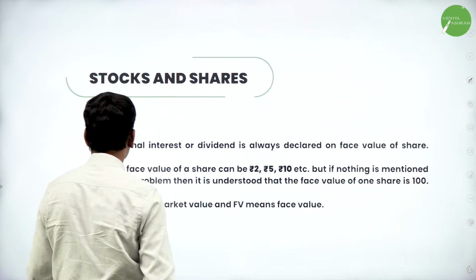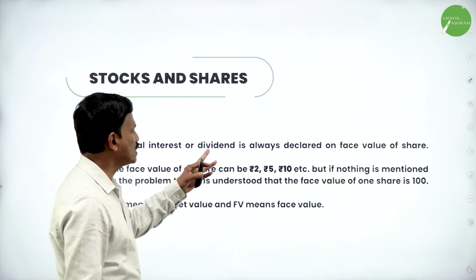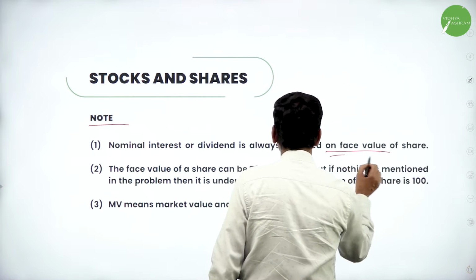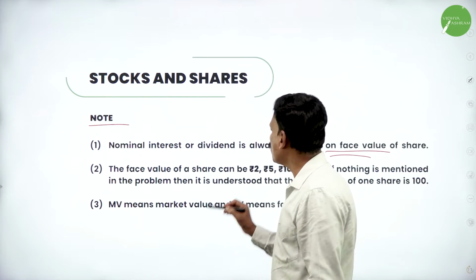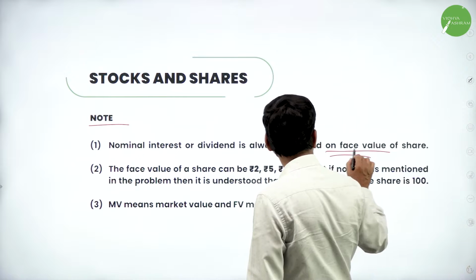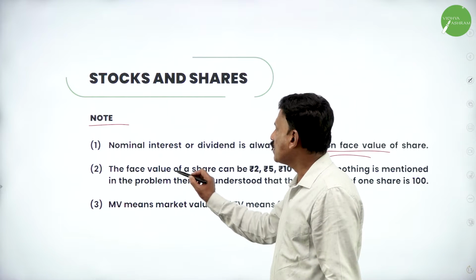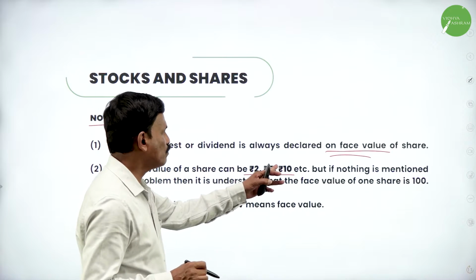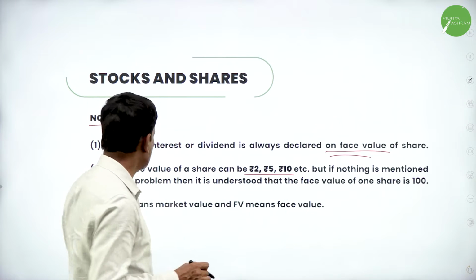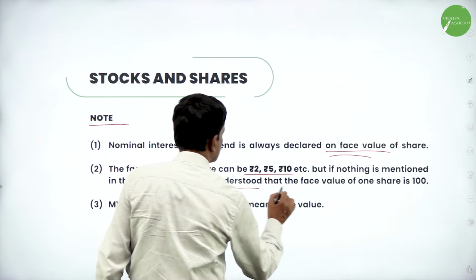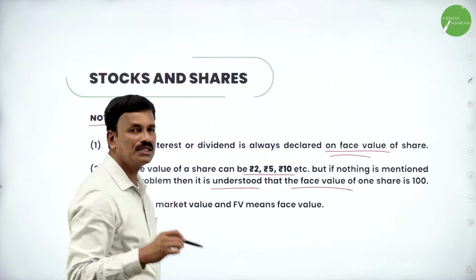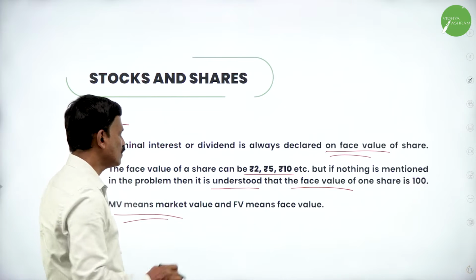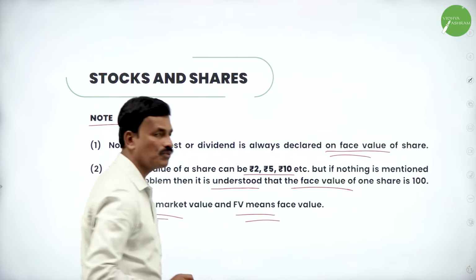So now let us know regarding this. Let us have a small note. Nominal interest or dividend is always declared on the face value of the share. The face value of a share can be rupees 2, 5 and 10 etc. But if nothing is mentioned in the problem, then it is understood that the face value of one share is 100. Now MV means the market value, and FV means the face value.